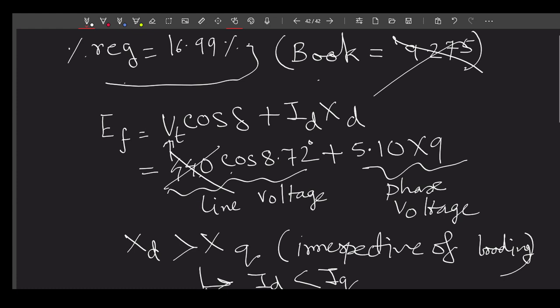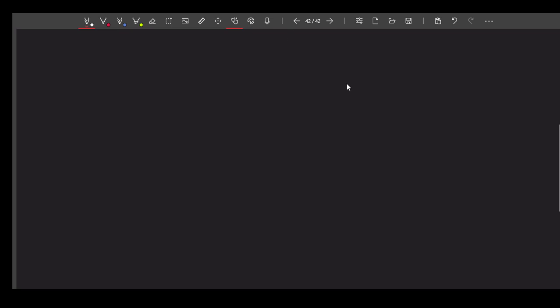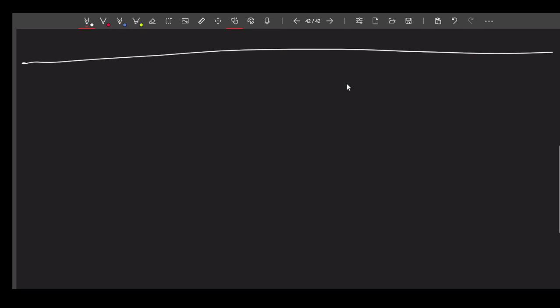Now another problem is given, like, this problem states a three-phase 440 volt 50 Hz delta connected alternator has direct axis resistance.